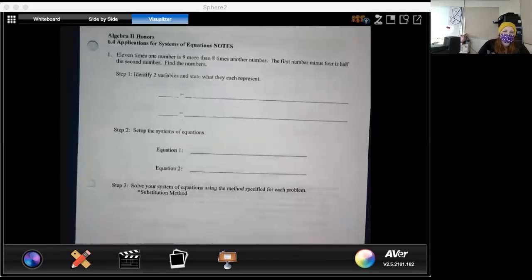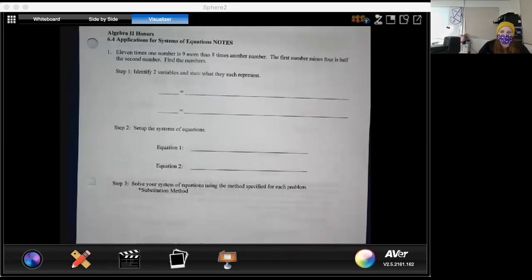So step 1 is to identify the 2 variables and state what they represent. Now, we've done variables before, so when you pick variables, you can pick X and Y the whole way through, or you can pick variables based on what you're looking for. Okay, it does not matter. The 2 rules are that you should not use O or I, because I is imaginary and O looks like a 0. So don't use those letters. You can literally use any other letters you want.